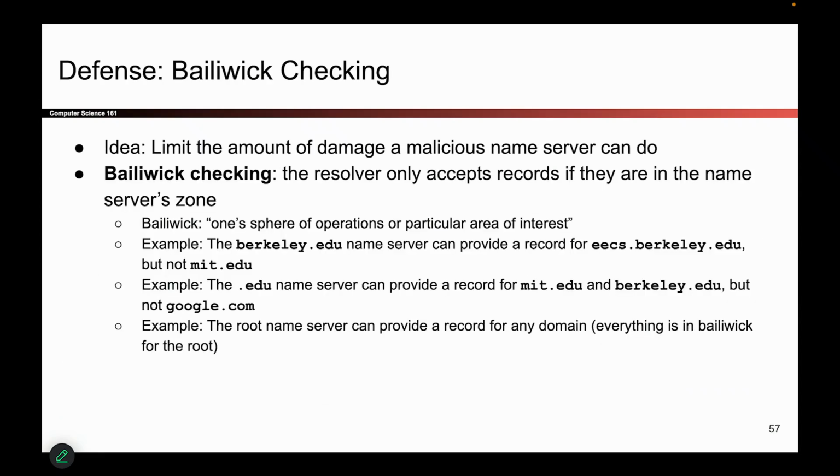So how do we defend against malicious name servers giving us incorrect records? One thing we can do to mitigate the amount of damage from a malicious name server is something called bailiwick checking. This isn't going to solve the problem of hackers getting into malicious name servers and giving us bad records. But if someone does hack into a name server, this can limit the damage that they can do.